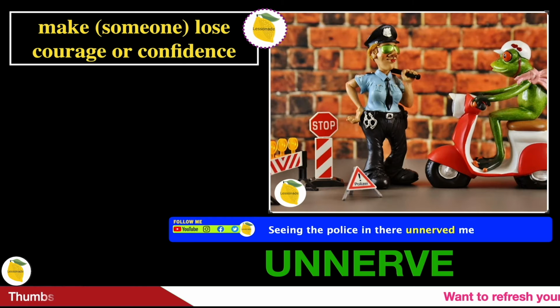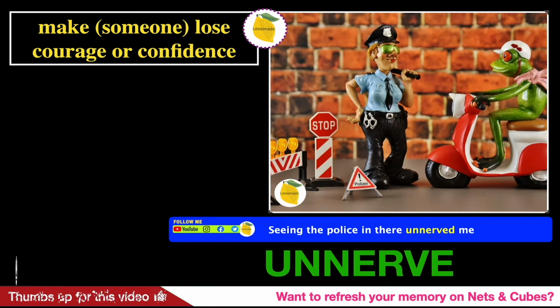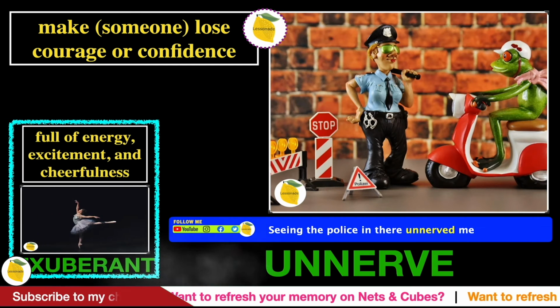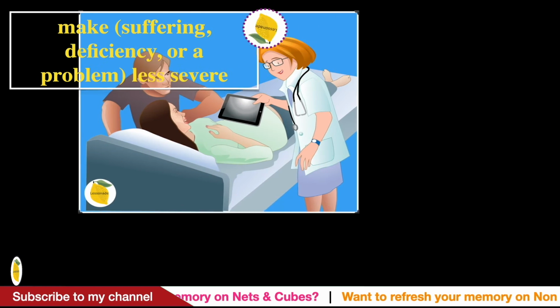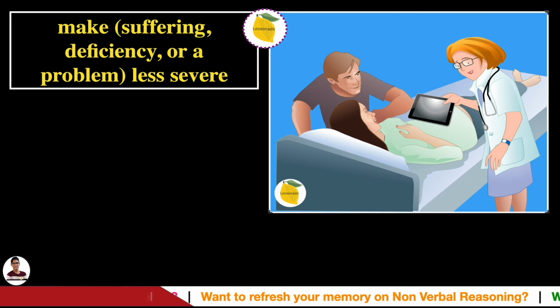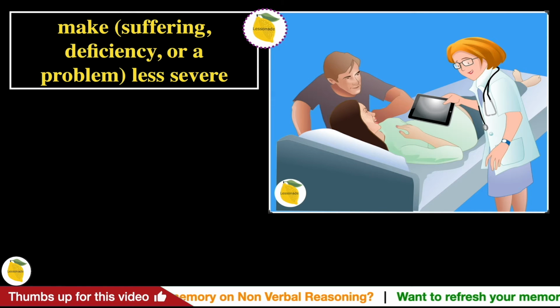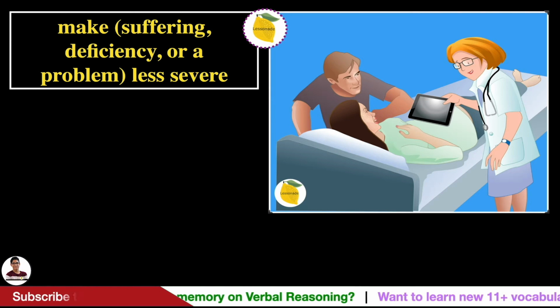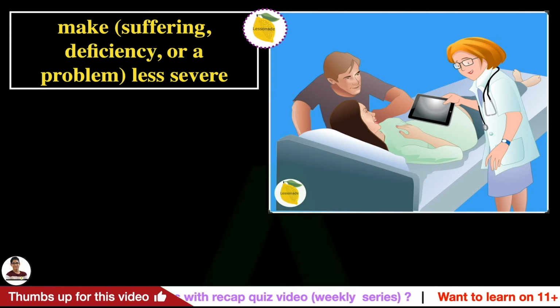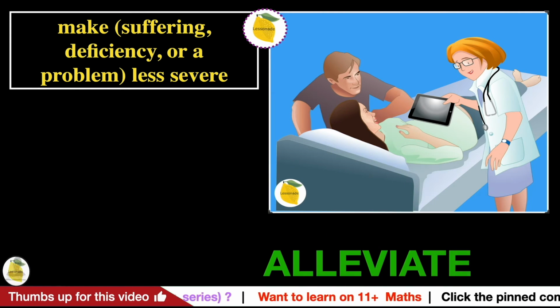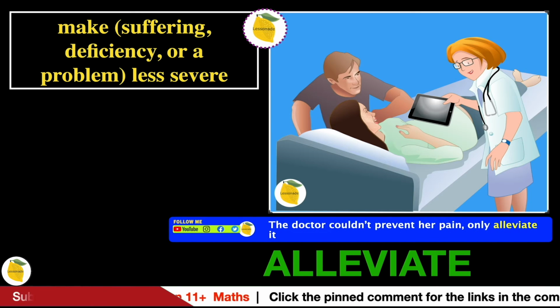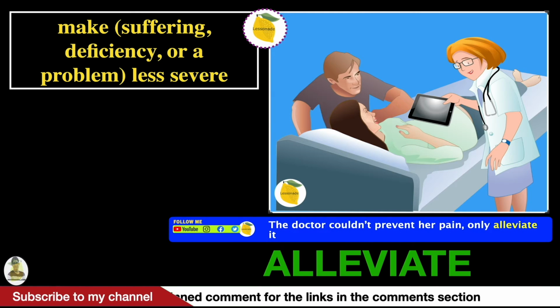So once again, before we go on to the next one, let's try to recall the previous slide. And the previous slide is exuberant. Make suffering, deficiency, or a problem less severe. In this picture, we can see a doctor making a suffering, a deficiency, or a problem less severe. And therefore, the word will be alleviate. And the sentence for this word is, the doctor couldn't prevent her pain, only alleviate it.